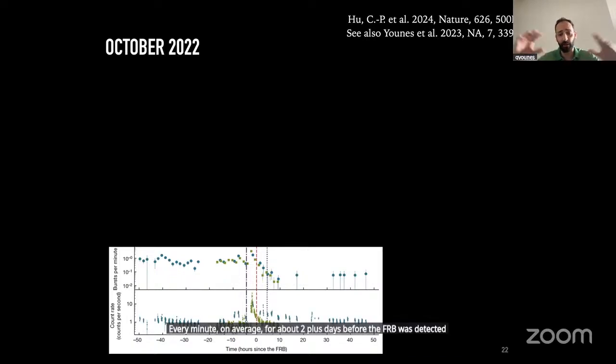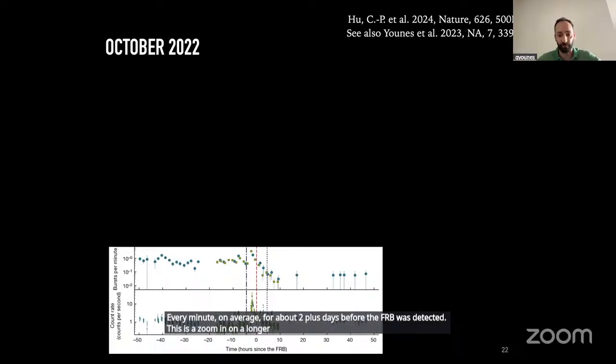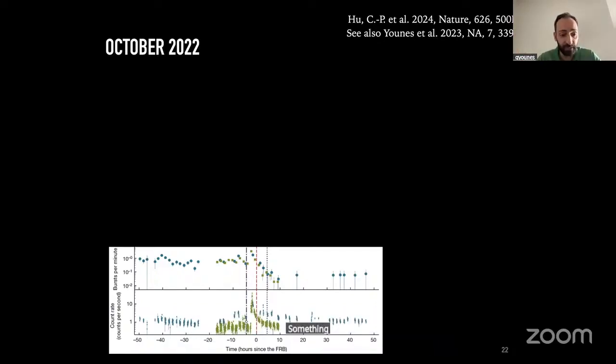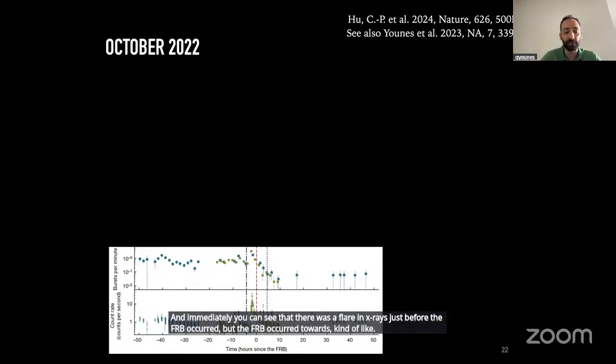This is a zoom in on a longer monitoring in X-rays, by the way. That was like a 20-day monitoring in X-rays. And the bottom is basically the X-ray count rate, a proxy for luminosity, how bright the source was. And immediately you can see that there was a flare in X-rays just before the FRB occurred, but the FRB occurred towards the tail end of the flare.